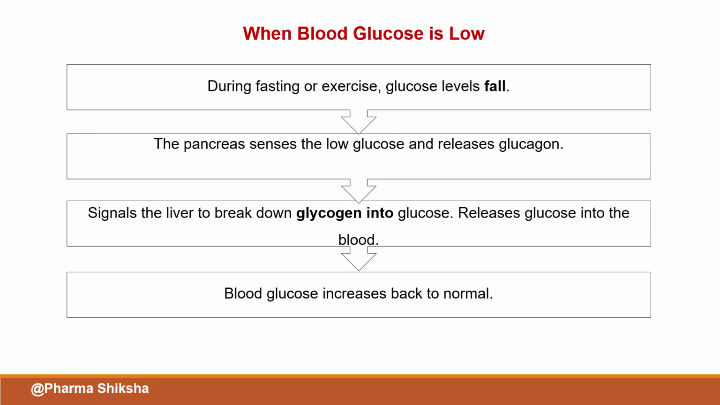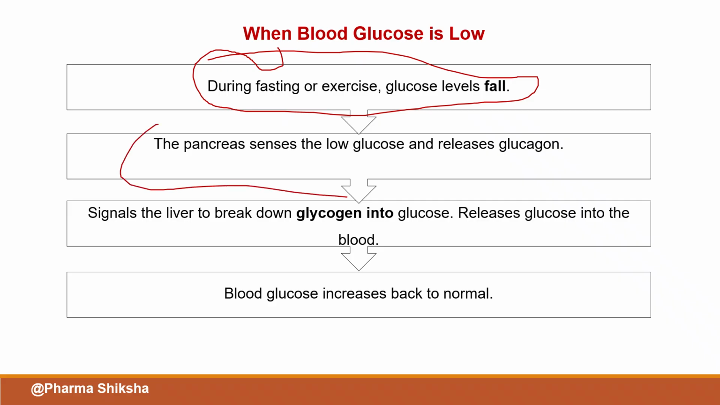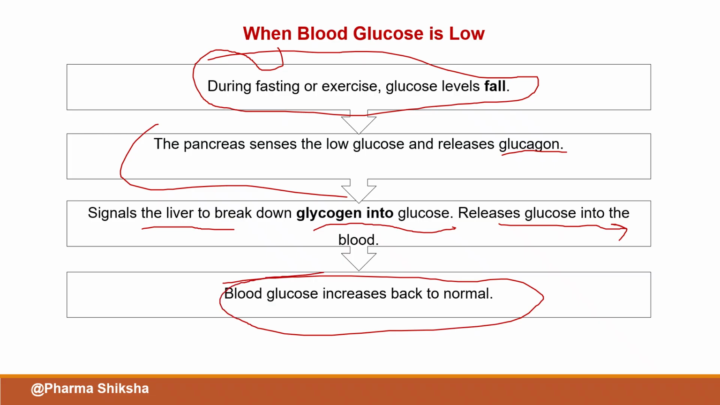And in the case of low blood glucose level, here we can see that during fasting or exercise the blood glucose level is reduced, so the pancreas will start to release a hormone, that is glucagon, and the glucagon will signal the liver. The glycogen is stored there, right? That glycogen will be converted into glucose, so it releases more glucose into the blood. So the blood glucose level will increase and go back to normal.